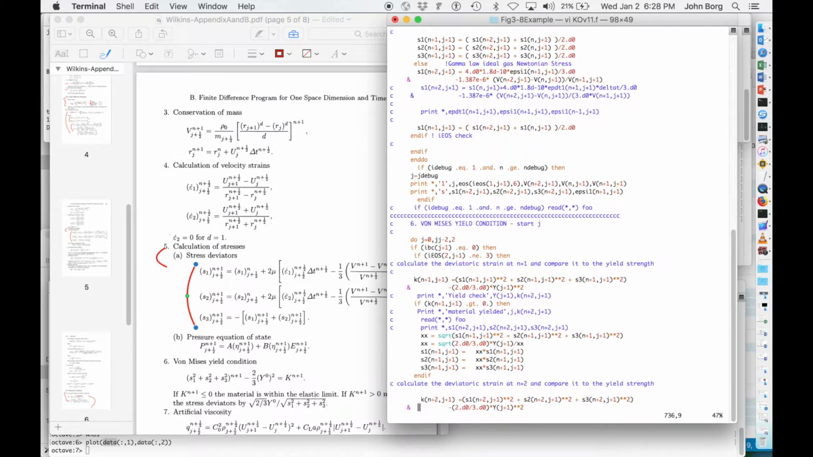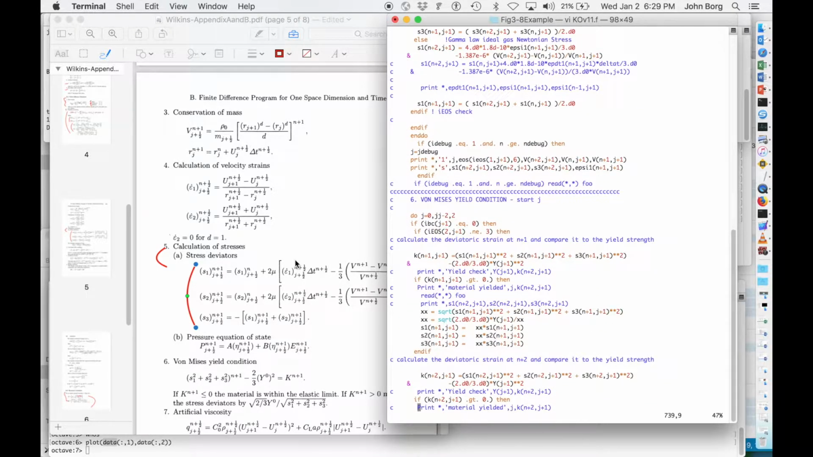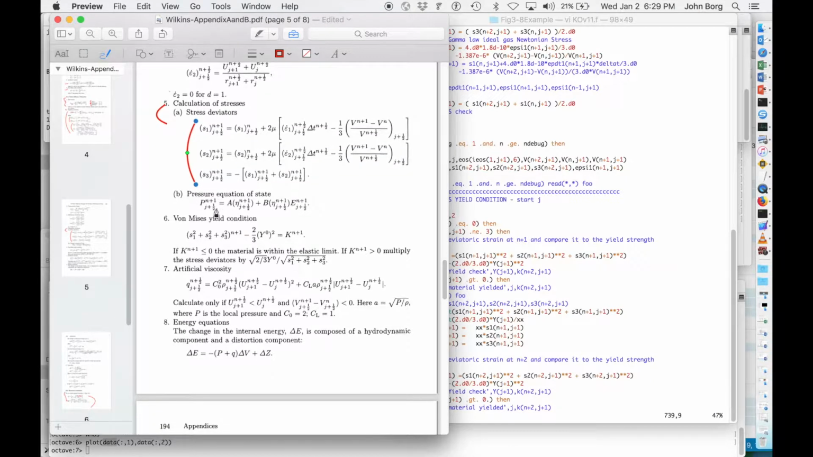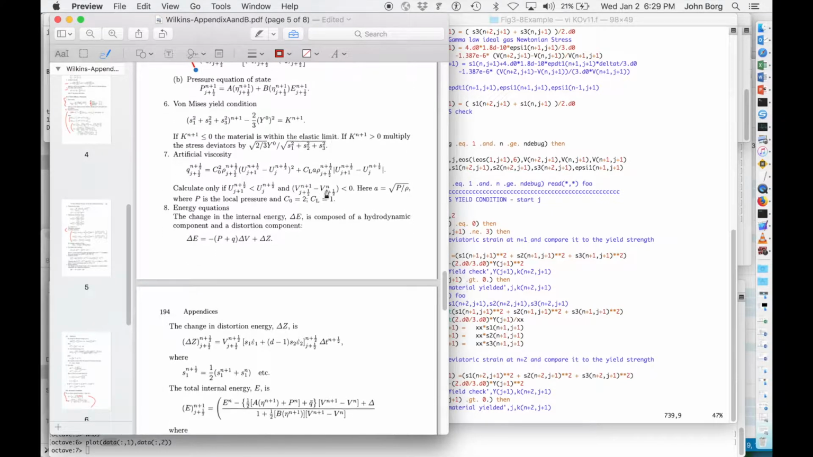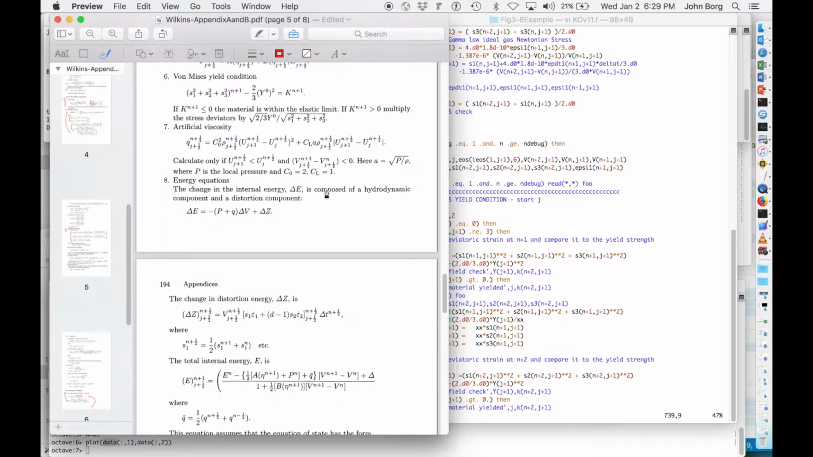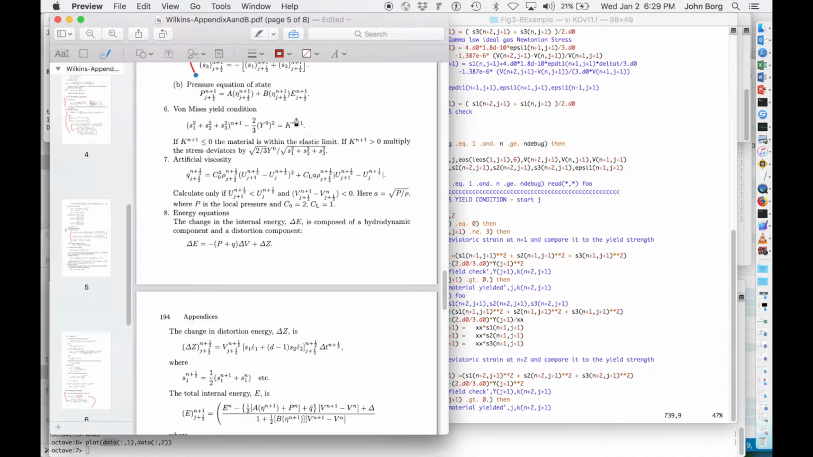Now we go to the von Mises yield condition. So it made more sense for me to move this pressure equation of state down lower in the scheme. It doesn't use pressure at all here until a little bit later, but energy is in the pressure equation of state. So I moved the pressure update past the energy update, mainly because you can see it needs the future time of energy here. So I decided to put it down below.